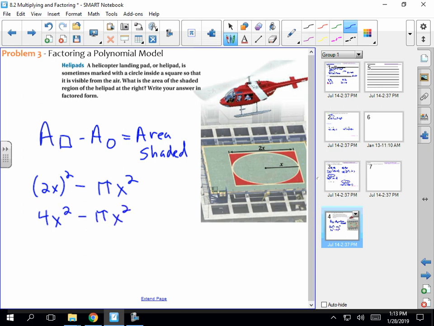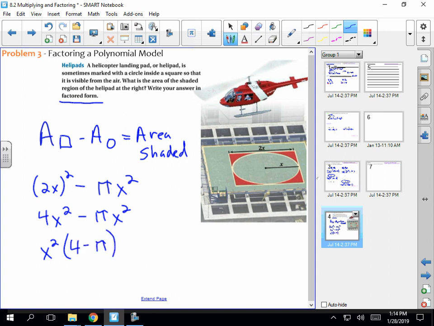And they asked us to leave our final answer in factored form. Is that factored form? No, it's not. Factored form would mean taking out the GCF from those 2 terms, if there's one besides 1. But there isn't. There is. There's an x squared that's common to each. So if I take out the x squared as the GCF, I'm left with what? With the x squared times 4 minus pi.